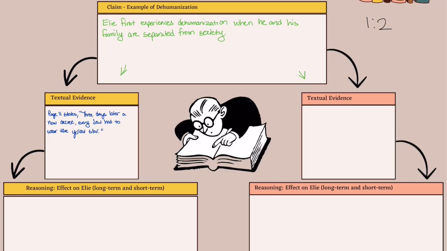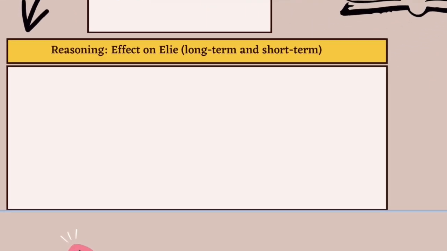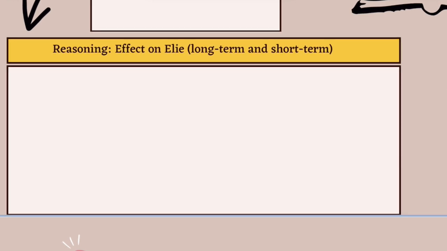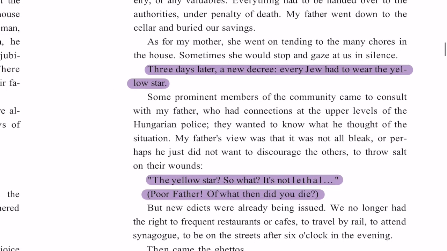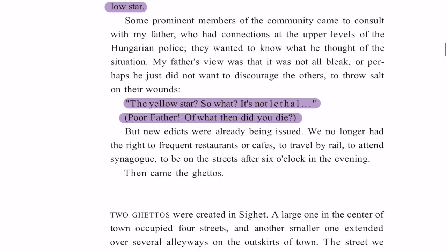Okay, so now let's get to our reasoning here. I'm not going to really write out a reasoning statement because this is supposed to be your analysis, right? But I can help guide you. So what is the effect that this has on Eli, long-term and or short-term? Okay, let's go back to the text. And Eli has a reaction right here, actually.